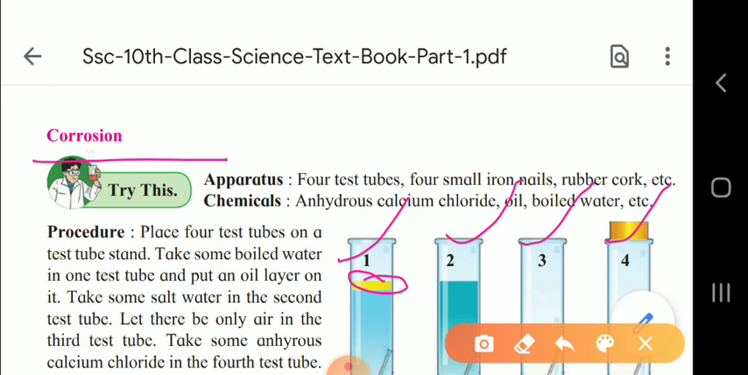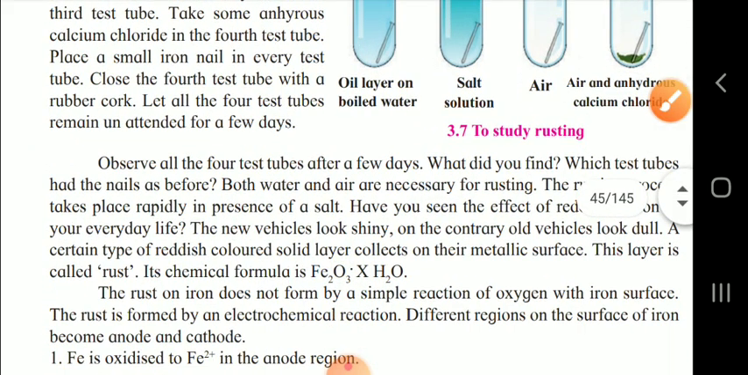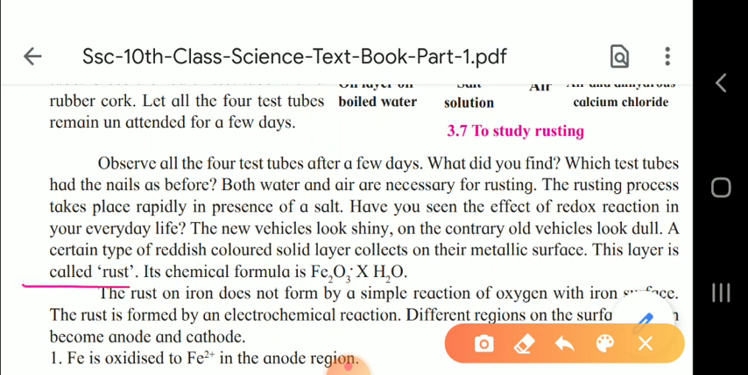So, the effect of redox reaction you can also see in everyday life. Sometimes you might have seen that new vehicles are very shiny. Sometimes old vehicles you might have seen are very dull and reddish colored due to a solid layer on their metallic surface. This layer is called rust. And the chemical formula for the rust, you can see here, this is the chemical formula for the rust.